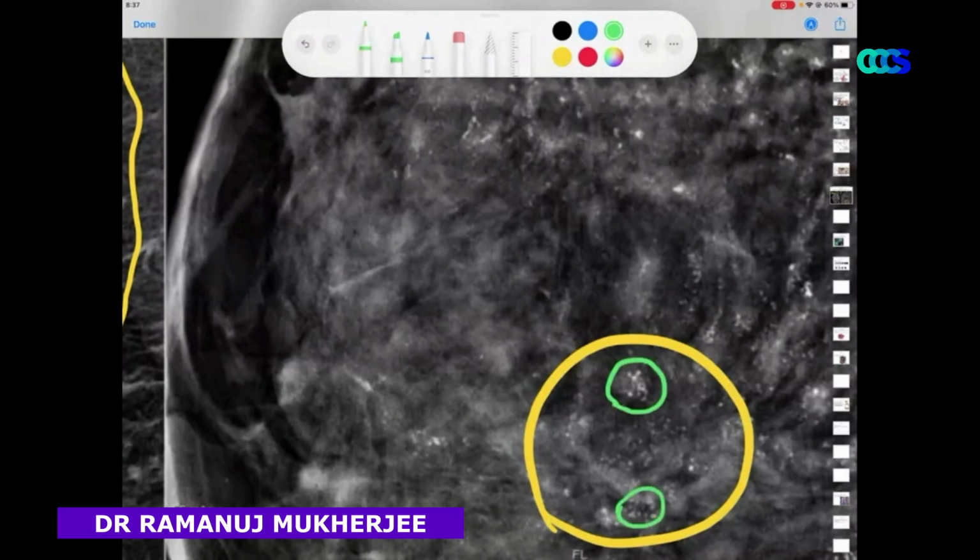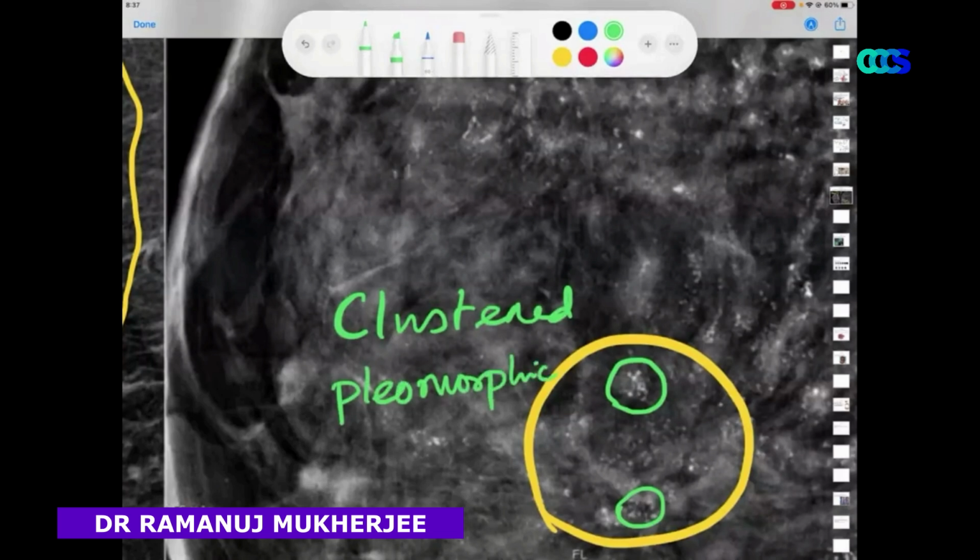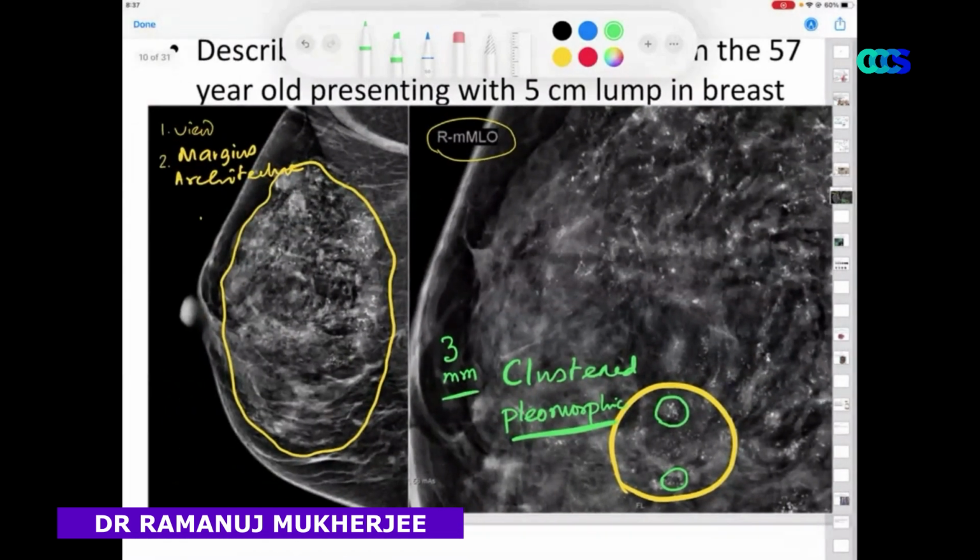These microcalcifications are clustered as well as of various sizes and various shapes. Now, sizes doesn't mean the micro becomes macro. They are all called micro because they are of a size of less than 3 millimeters. But remember that these are all clustered microcalcifications, which go more in favor of which pathology? Malignancy. Okay, malignancy. Can you be more specific? They will go more in favor of DCIS.